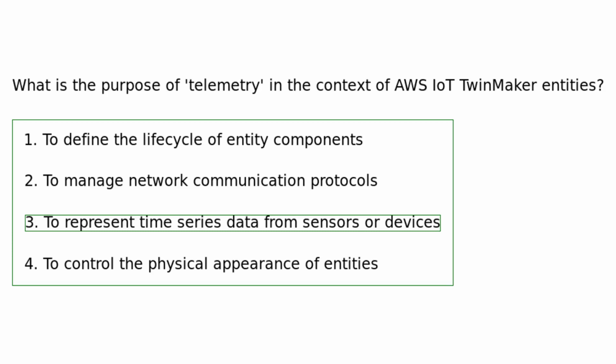In AWS IoT TwinMaker, telemetry refers to time series data from sensors or devices associated with an entity, allowing the digital twin to reflect real-time and historical measurements from the physical system.